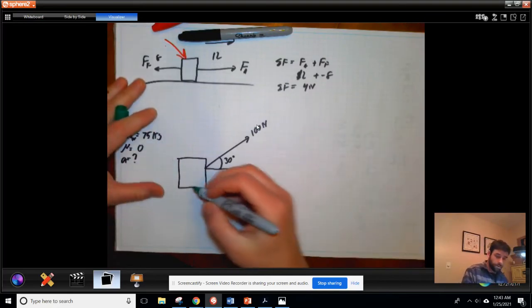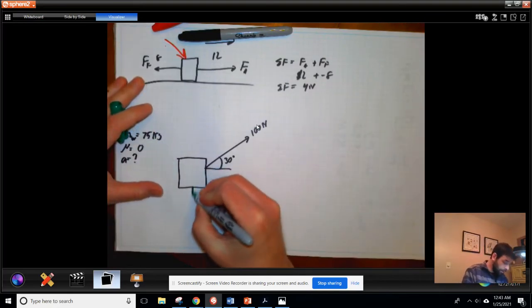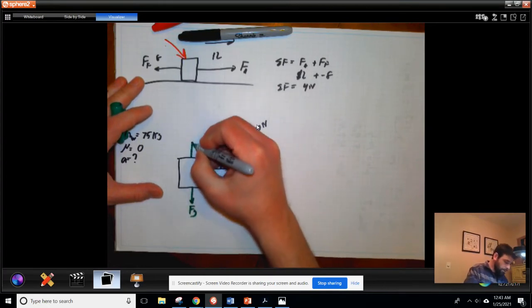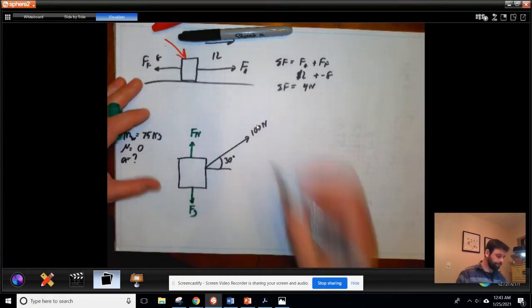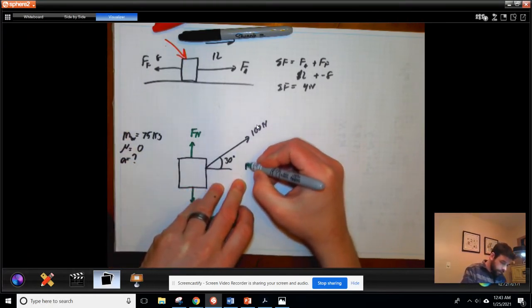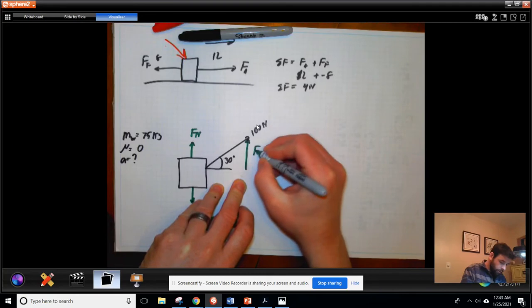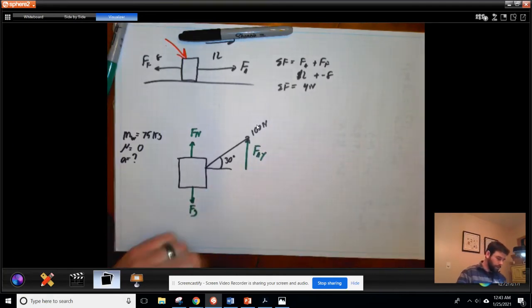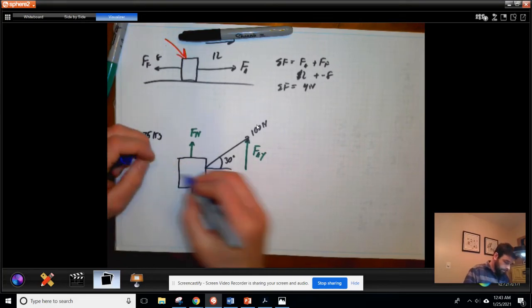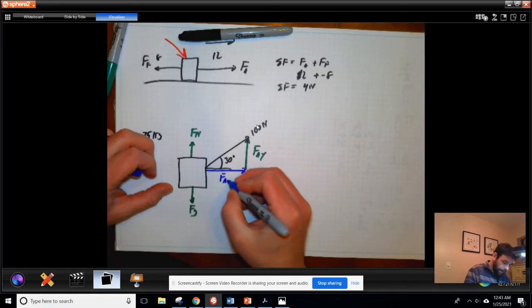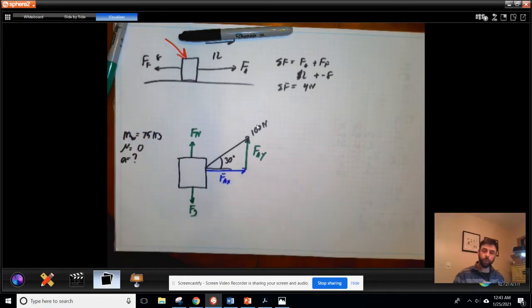I'm using colors. I invite you to do the same. We know that there's going to be a force of gravity acting. We know that there is going to be a normal force acting, right? Well, also, we have this force applied in the y direction acting. We also have a force applied in the x direction acting, okay?